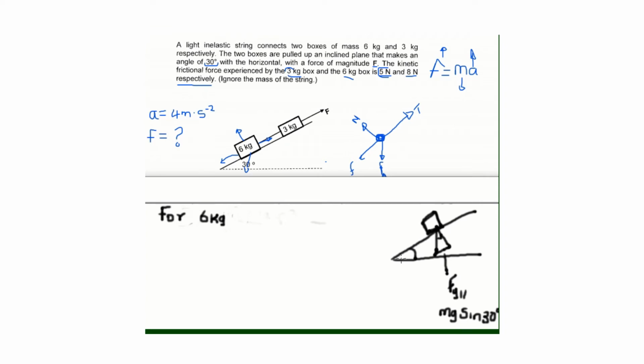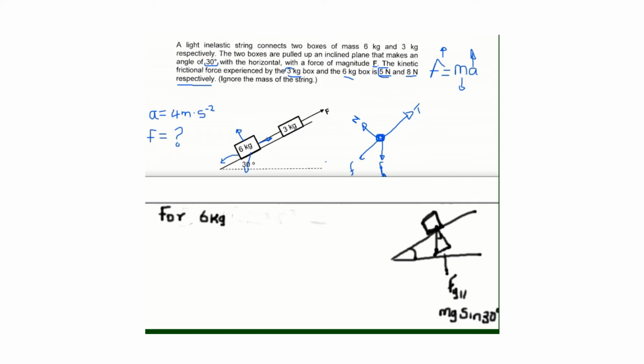In other words, if this angle was 40, we're going to put 40 here. If it was 15, we're going to replace this 30 with 15. So it depends on the angle that we are given, right? This time it is 30. That's why we can say it's equal to mg sine 30.